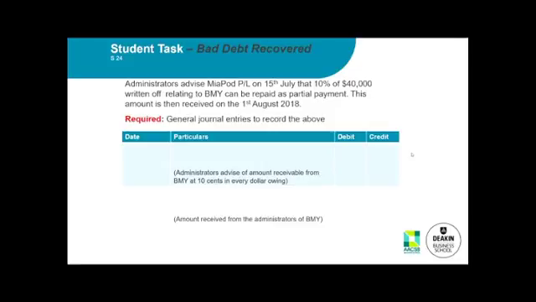All right, here's a task for you people. The administrators advise that Myopod, on the 15th of July, 10% of the 40,000 written off can be repaid as a partial payment. The amount is then subsequently received on the 1st of July. Prepare the journal entries to record those transactions. Okay, so I'll give you 5 minutes to do that.